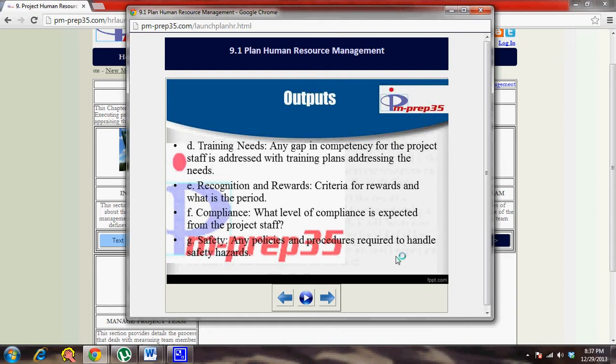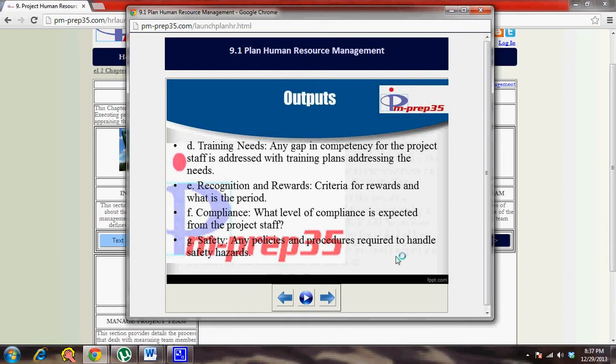Then what are the training needs? Any gap in competency for the project staff is addressed with training plans addressing the needs. It's not necessary that you always get the right resource. Sometimes you'll have to get a resource and train them. So that training needs also are identified as part of your staffing management plan. Recognition, rewards, criteria for rewards, and what is the period, when will they be rewarded, what is the criteria, all those will be recorded in your staffing management plan.